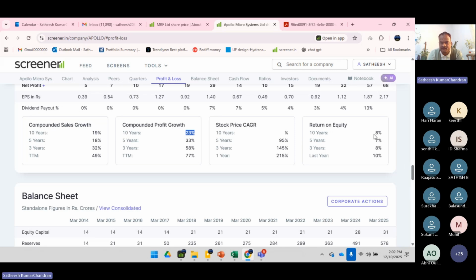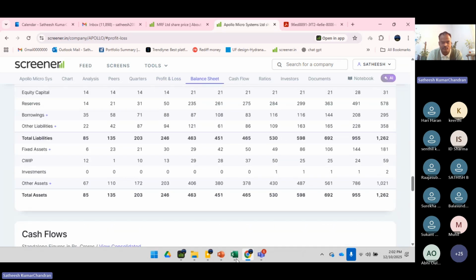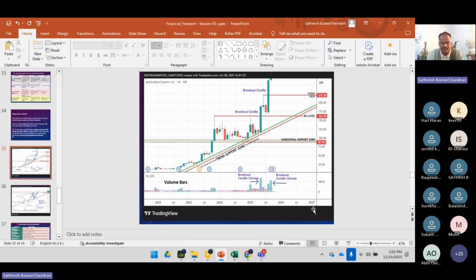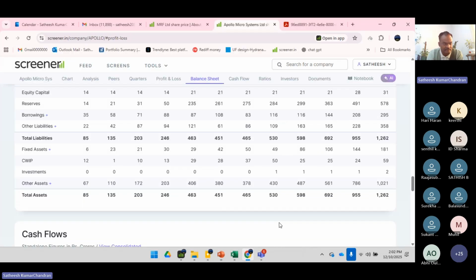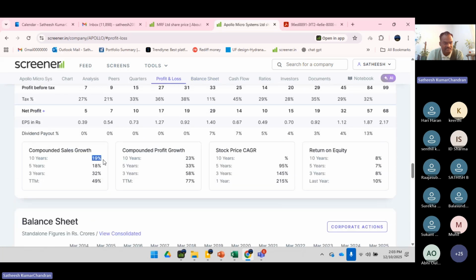And ROE is not so good. Okay, so we can give a weightage like 50-50. Technically, it is so good, great. And fundamentally, it's not bad. It's okay, because it has given growth of almost 20% every year, compounded annual growth, and profit also 23% and plus.